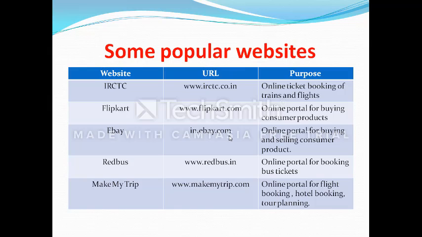eBay is a website where we can not only buy but also sell items. Another example like this is OLX, where you can not only buy items but also sell items. Redbus is used mainly for booking bus tickets, and MakeMyTrip is used for flight booking, hotel booking, and also tour planning.